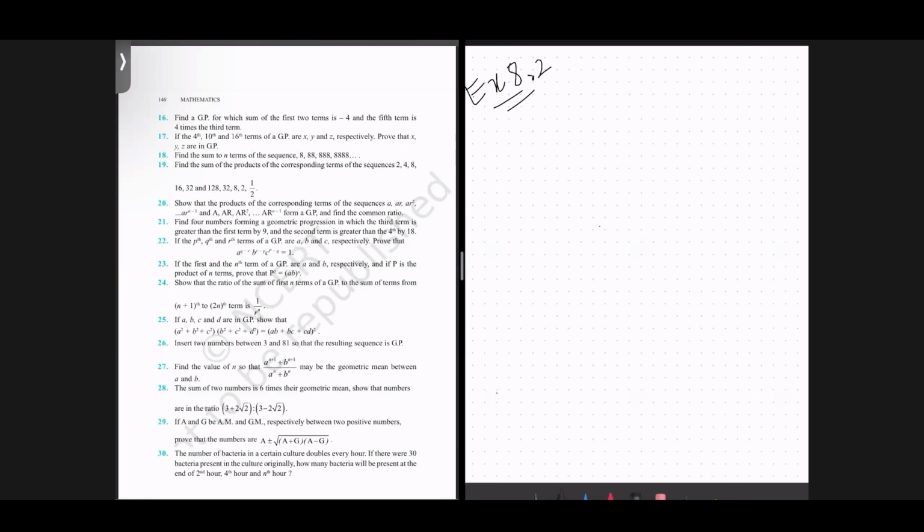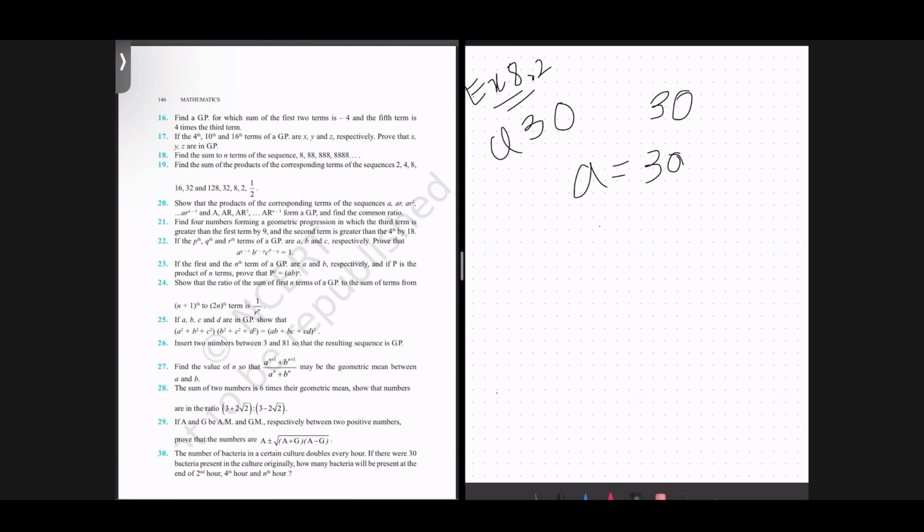Question number 30 tells us that the number of bacteria in a certain culture doubles every hour. If there were 30 bacteria present in the culture originally, how many bacteria will be present at the end of the second hour, fourth hour, and the nth hour? So it has been told that it doubles every hour. Originally, the bacteria were 30, so we can say the first number in the series is going to be 30.